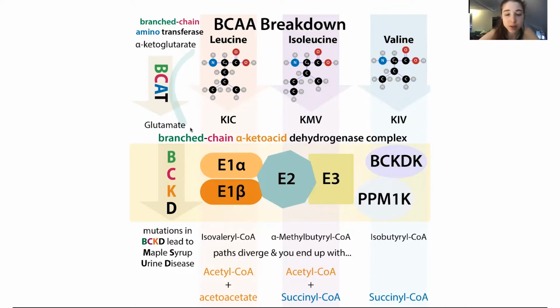And then this is going to go through the second complex that they share in common, the branched chain alpha keto acid dehydrogenase complex. Remember, we now have an alpha keto acid, and now we're going to dehydrogenate it. When you hear dehydrogenate, think of oxidation. So this is going to be an oxidative decarboxylation. More on this in a minute, don't worry.